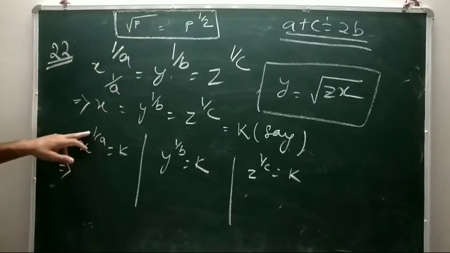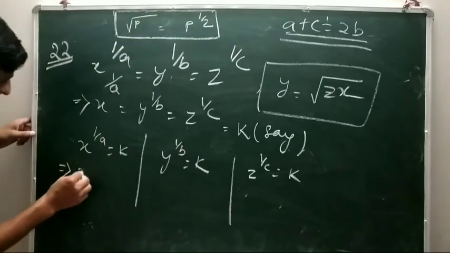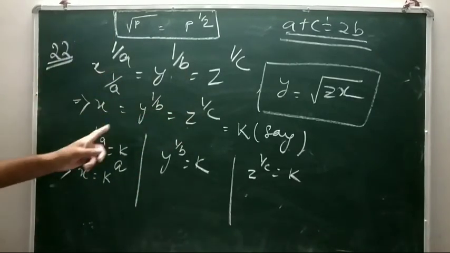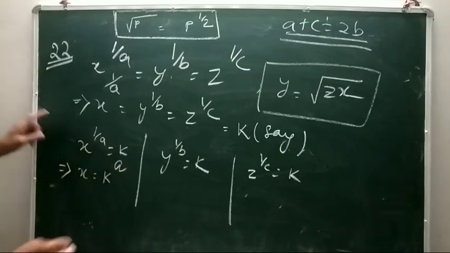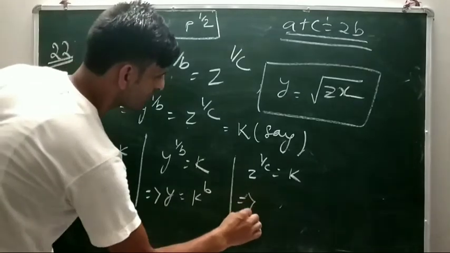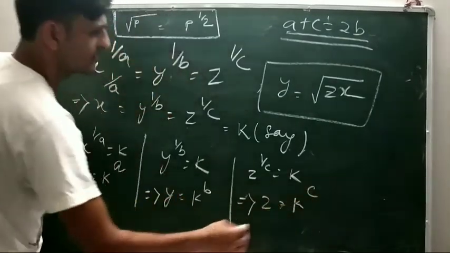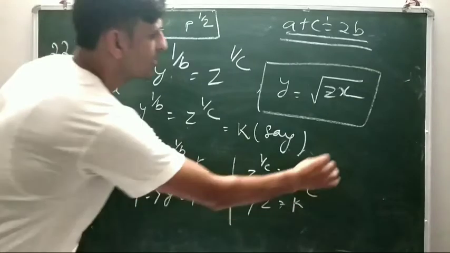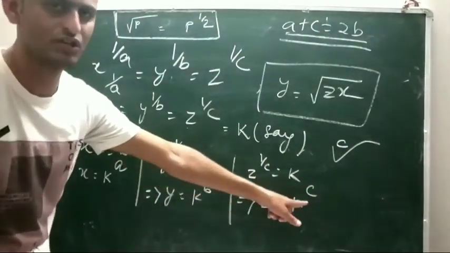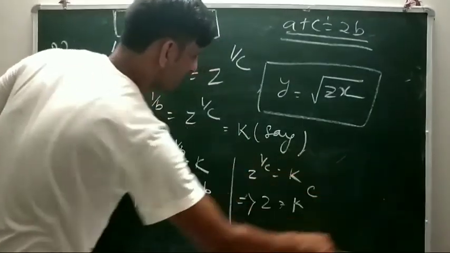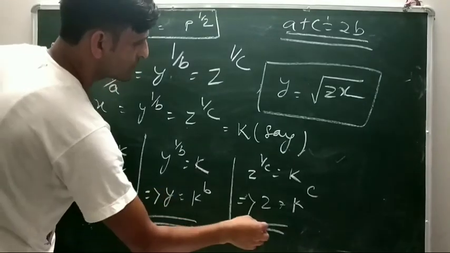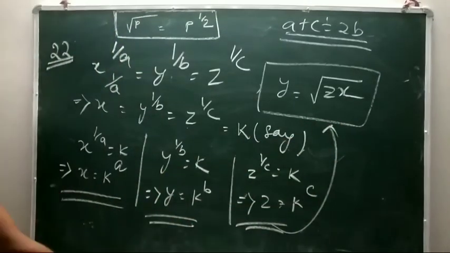That means here it is 1 by a. So what can we write? X is equal to k to the power a. We will move it to that side, so we are taking that a here. Similarly, y is equal to k to the power b, and here also z is equal to k to the power c. Okay, 1 by c means it is the c-th root of k. So let's see. We are getting these three values x, y and z. We will put these values into this one. Let us go.